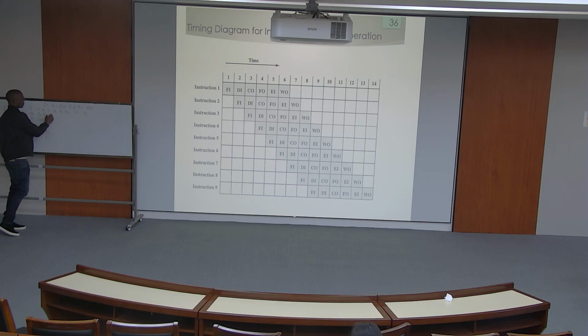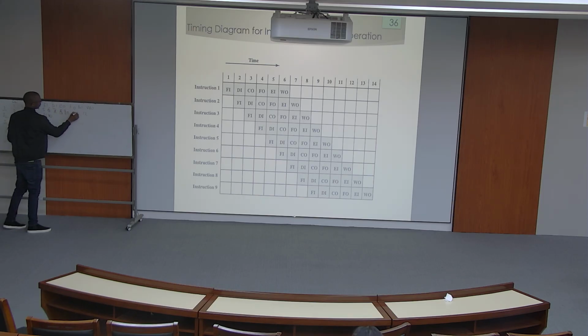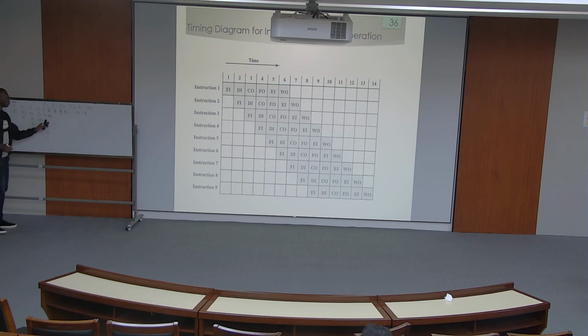Write result. 3, 4, 5. This is 5. This is 6. This is 7, 8, 9, 10, 11. Now we have this instruction cycle. So also make sure you understand how these instructions can be executed in the same clock cycle. Clear? Clear for this diagram? Question? Clear?